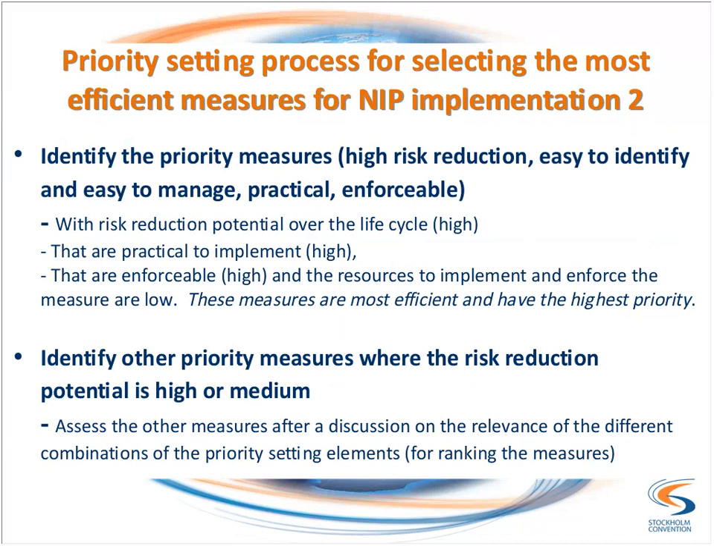Once you have identified priorities, you also have to identify the measures that might be of high risk reduction, easy to identify, easy to manage, practicable, and enforceable. And there you have some criteria on how to do it. So a priority should be one that can imply a very important risk reduction in the management of the chemical in its life cycle, that is practical to implement, and that is enforceable. Those should be the type of measures that are most efficient and have the highest priority. That's an indication as well.